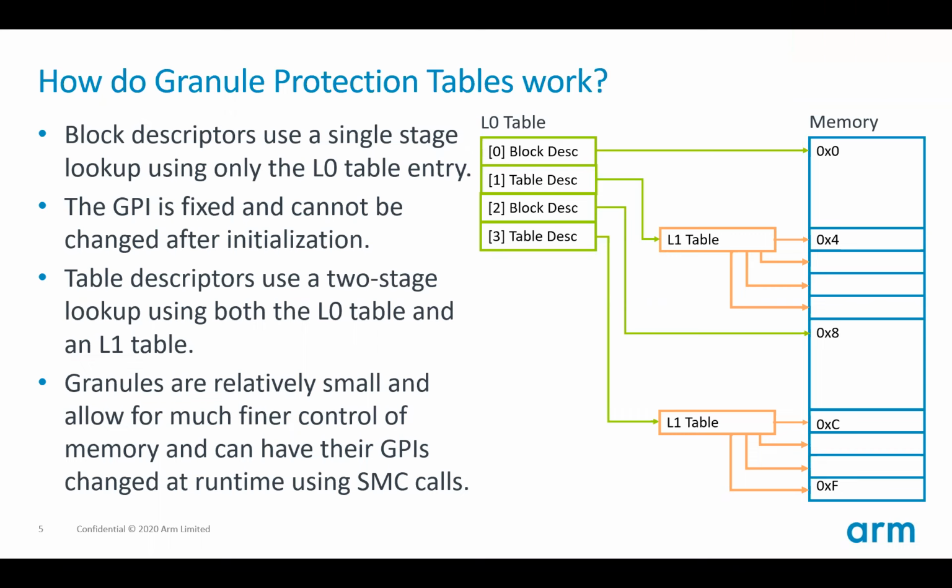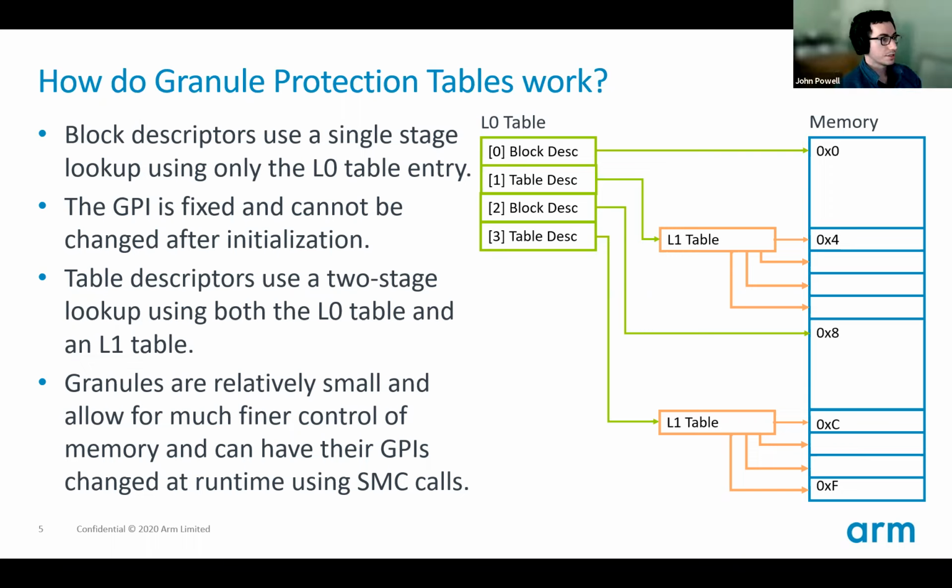Sorry, I have a question. Sorry to interrupt. The second bullet and fourth bullet seem conflicting. I guess I don't quite grok the difference between the two. What does it mean? It's fixed after initialization, but you can change it later with SMC.